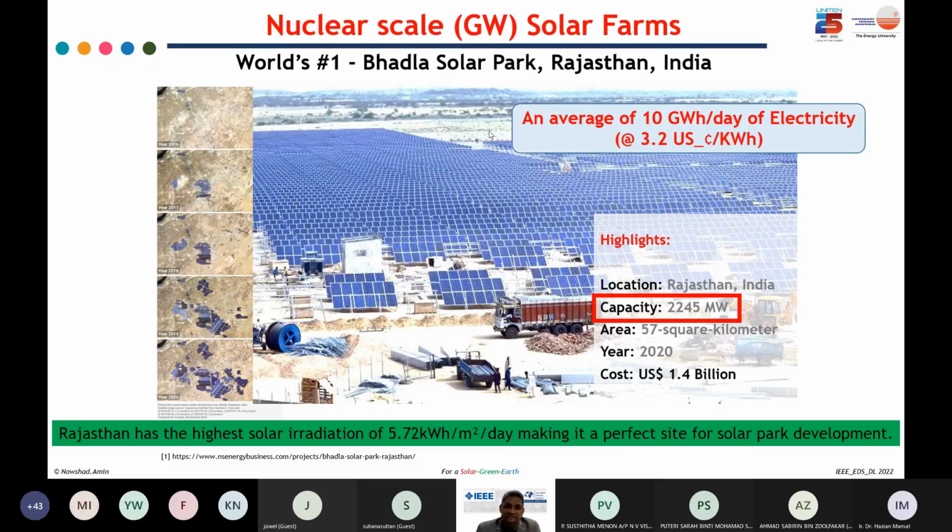And in a day, roughly 10 gigawatt hours of electricity is produced, and the supplier is selling at the price of 3.2 US cents per kilowatt hour to the grid. So this is an amazing figure for any electricity producing facility, because this is quite cost competitive among others.